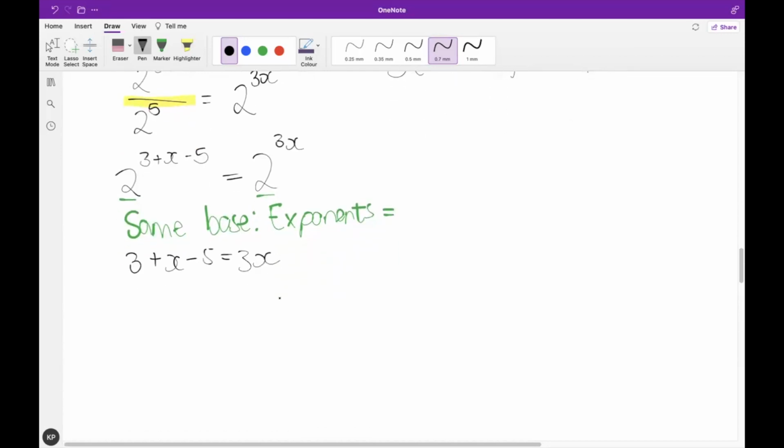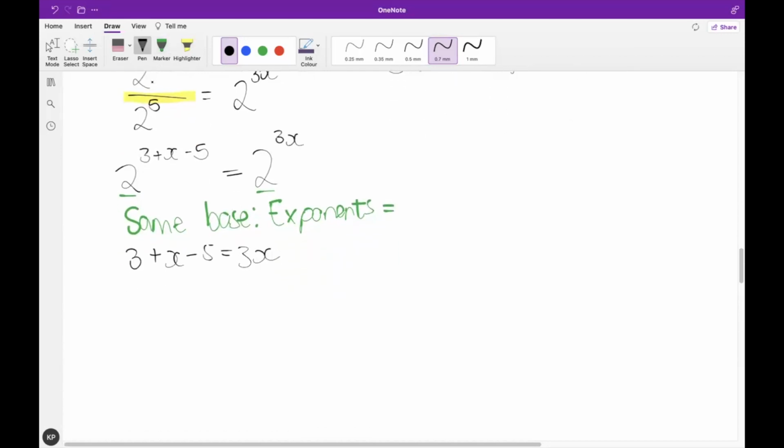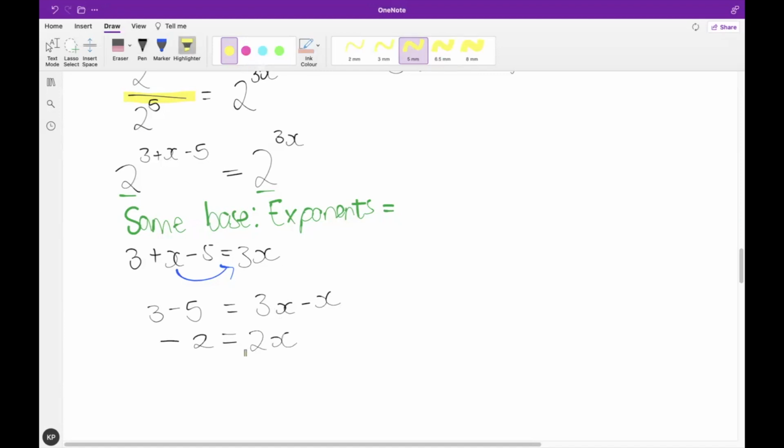Okay, now let's solve this. This is a mess. x's are on everywhere and numbers are on the other side. I want x's to be on one side and numbers to be on the other side. So what are we going to move here? Nice, we can move my x. So this x can go over, and when it goes over, it becomes a minus. 3 minus 5 is equal to 3x minus x. Okay, on this side, I have a 3 minus 5. What's 3 minus 5? Negative 2 is equal to 3x minus x, which is 2x.